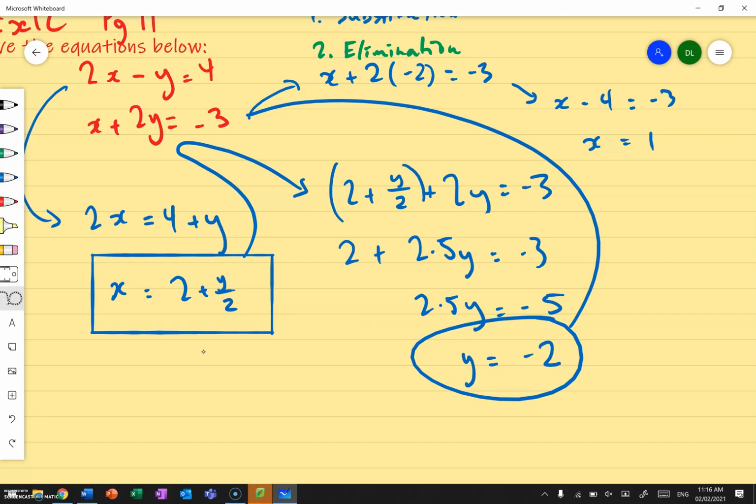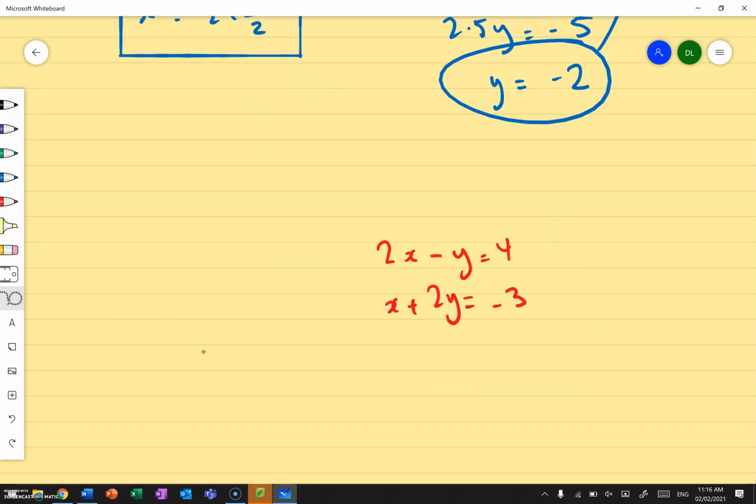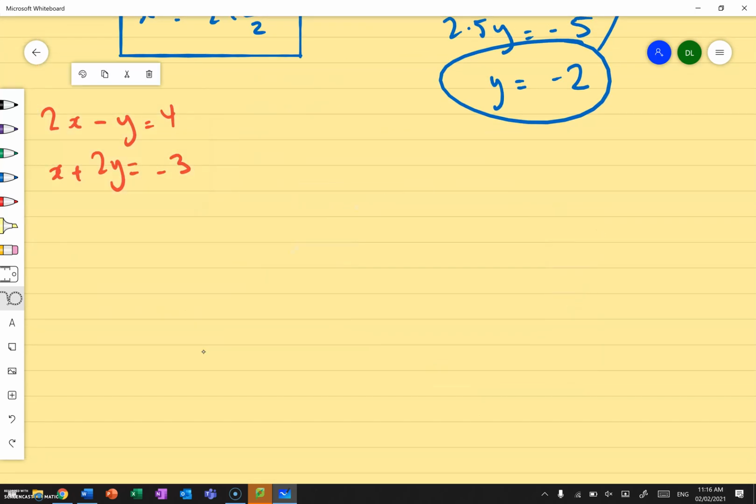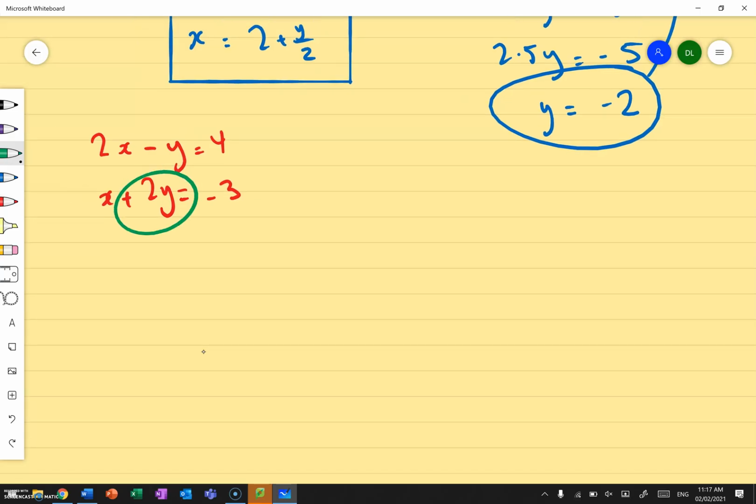So that was substitution, and I've just indicated that using a blue pen. Now I'm going to do the same thing, except I'm going to use elimination. Okay. So I've got this equation over here. Elimination means I'm trying to cancel out certain things in my equation. So maybe I multiply something, maybe I divide something, whatever it is. In this case, it's easier to multiply. I've got positive 2y here, and I've also got a negative y there. What if I multiply the top equation by 2, and I get 4x minus 2y equals 8?